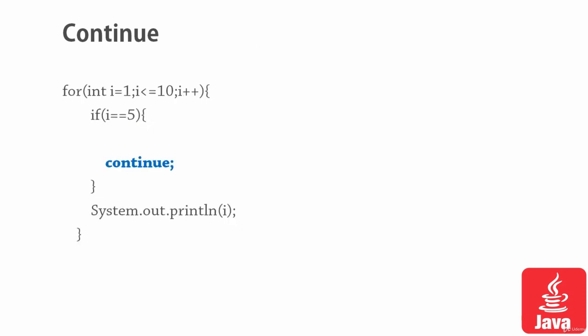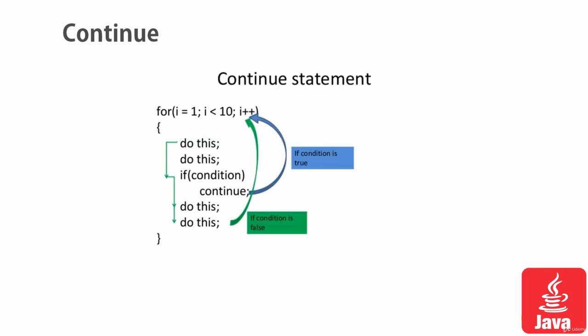So here we have a continue statement within the if statement. It will omit this println but continue the loop. It won't break the loop, just the current execution, the current case. It omits the remaining conditions of the loop. So here is the continue statement.